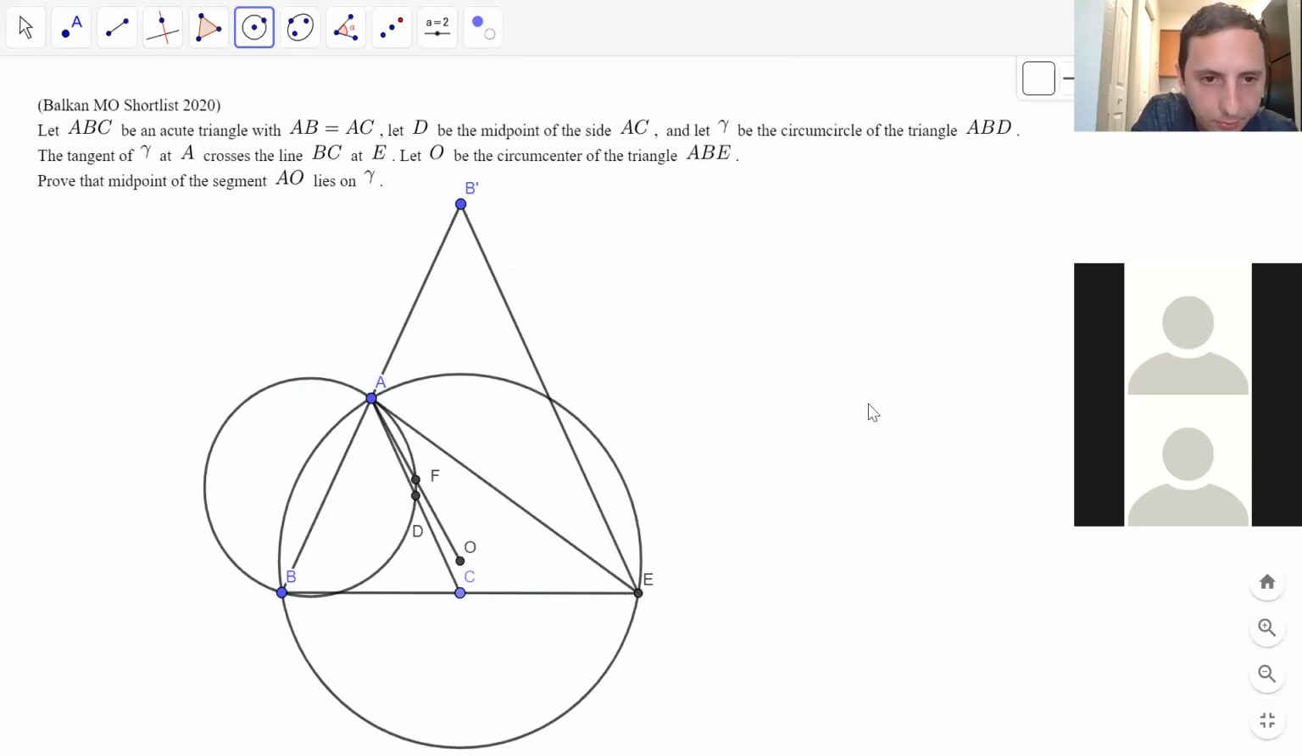Okay, similar triangles. Let's do this. Is ABD similar to something? So is ABD similar to ACE? Let's check that out. I don't think so. For ABF, maybe.